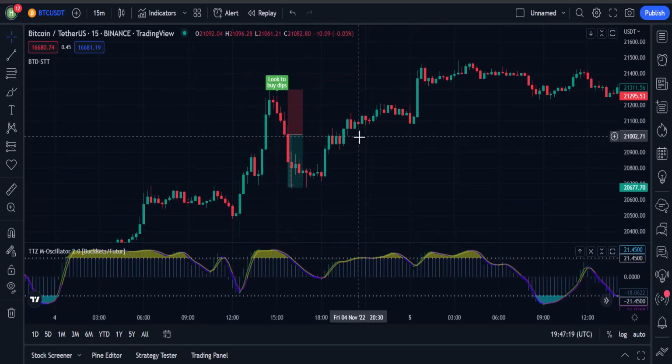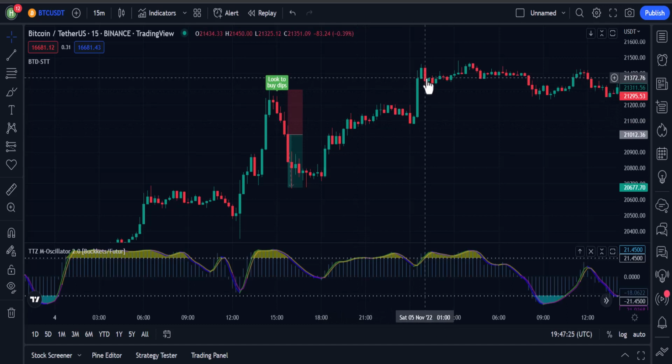So basically that's the gist of this strategy. I would recommend this strategy, but make sure you backtest this strategy before using it in your trades.